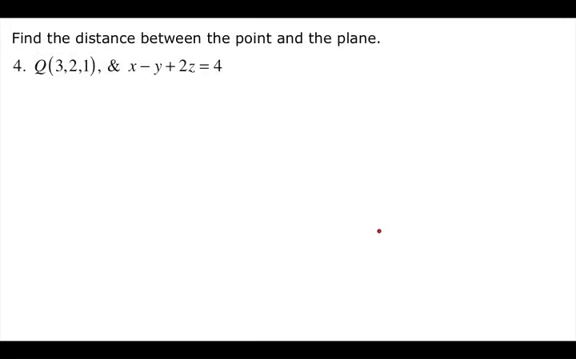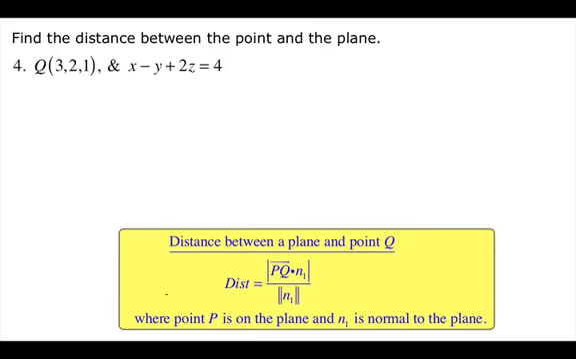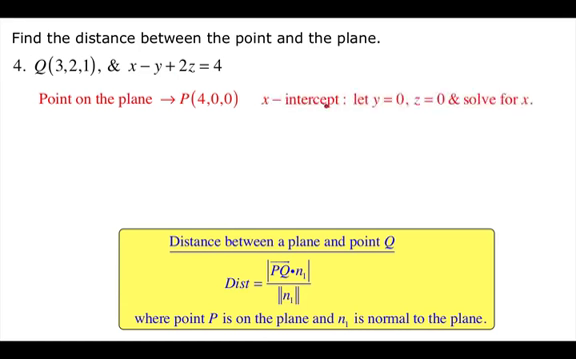And this is the last problem. It says find the distance between the point and the plane. So we have this plane. This point is not on the plane. So this is the formula that we're going to be using. So I need a point that is on a plane. This is the point that is on this plane. How do I get this point? I basically find the x-intercept by letting y equal to 0 and z equal to 0 and solve for x. I could have also found the y-intercept or even the z-intercept. But anyway, let's move on.